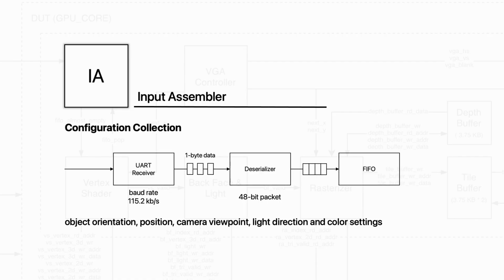The input assembler collects all the rendering configurations, including the object orientation, position, camera viewpoint, light direction, and color settings via the UART interface. We implemented a UART receiver with a baud rate of 115.2 kilobits per second, along with a deserializer that packs the byte data into 48-bit packets that the downstream modules can recognize, and stores them into the FIFO.